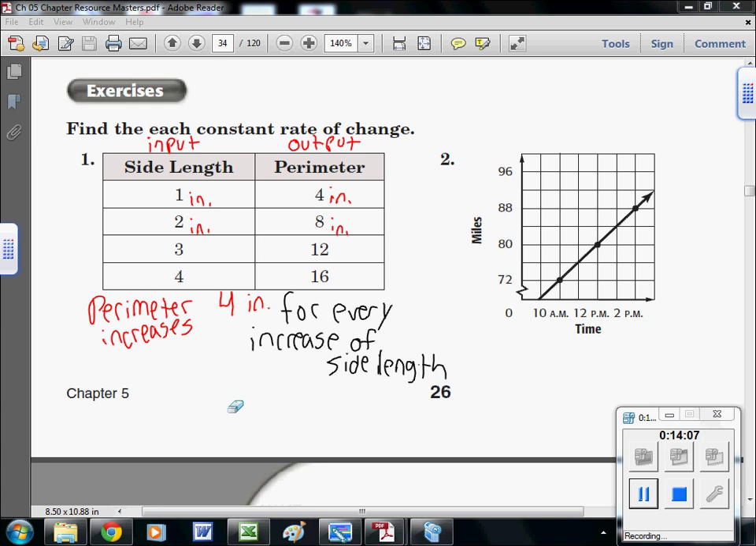Every 1 unit of increase, we don't know what those units were, but maybe we can say inches. Okay, that would be our constant rate of change. So now try number 2 if you think you can do that one. You haven't tried it yet. Press pause.